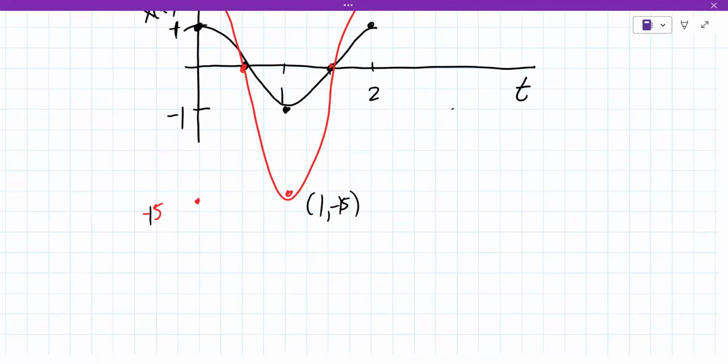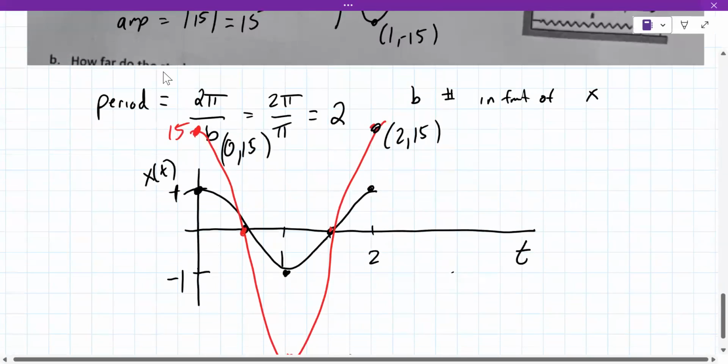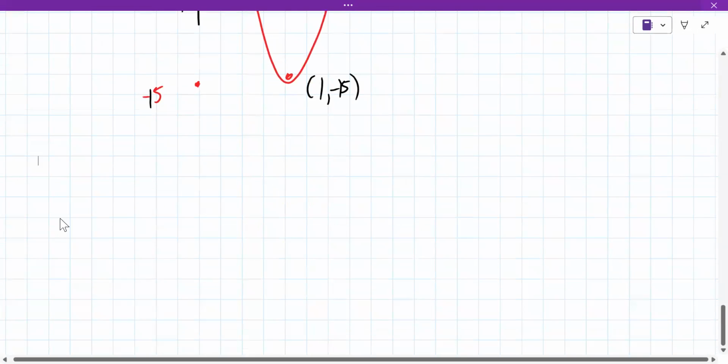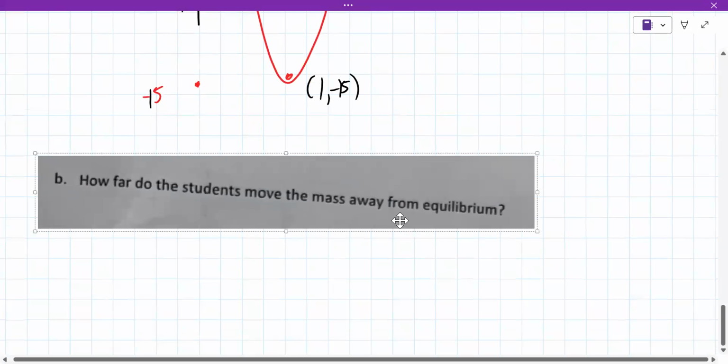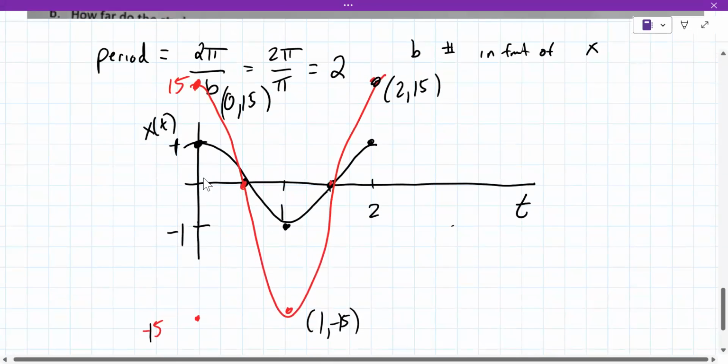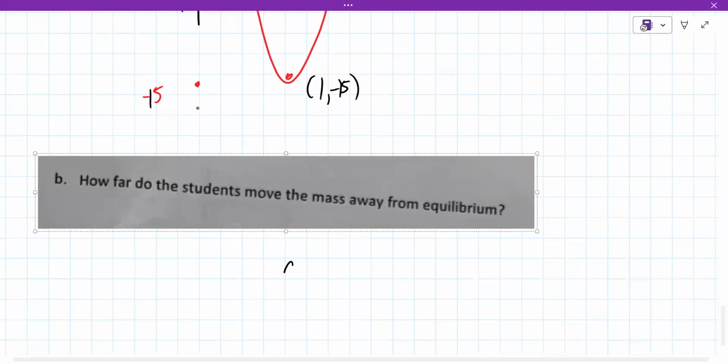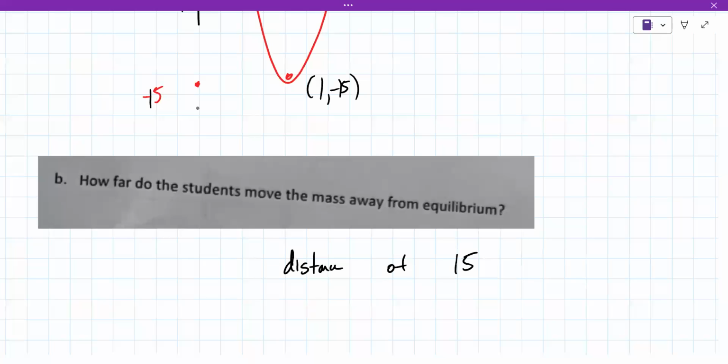Okay, now the next question, which is how far do the students move the mass away from equilibrium? That's asking for the distance from this center line to the peaks. Basically, it's a distance of 15.